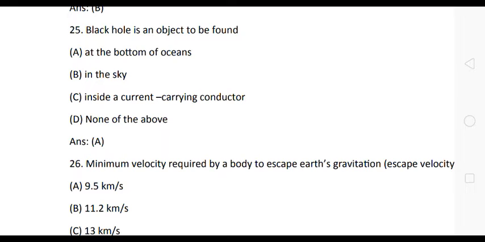The next question is, black hole is an object to be found. Options are A, at the bottom of oceans, B, in the sky, C, inside the current carrying conductor, D, none of the above. The correct answer is option A, at the bottom of oceans.